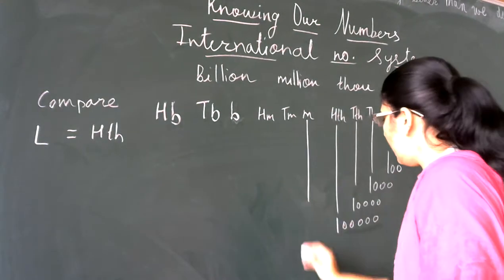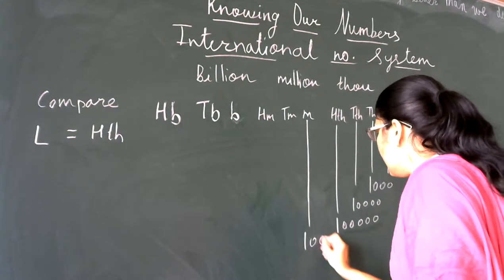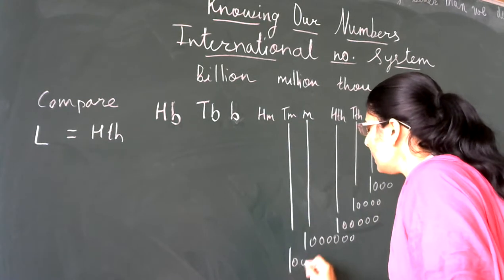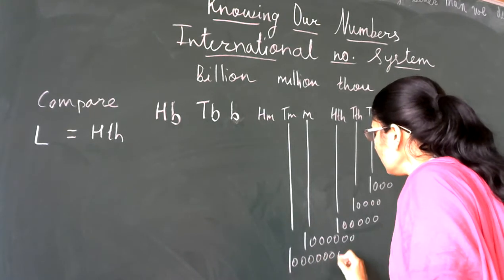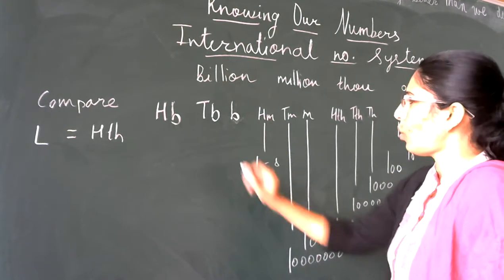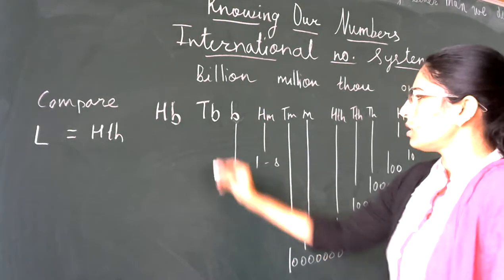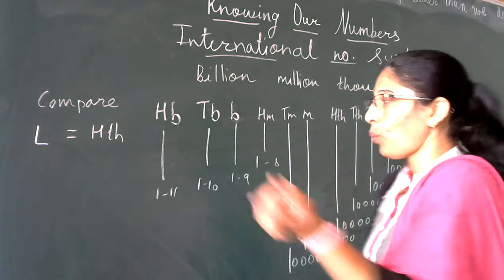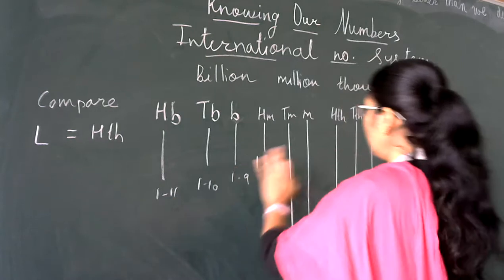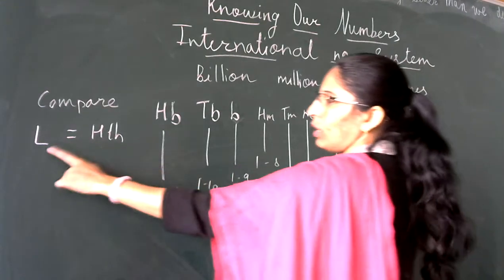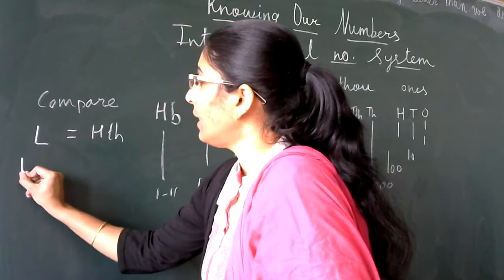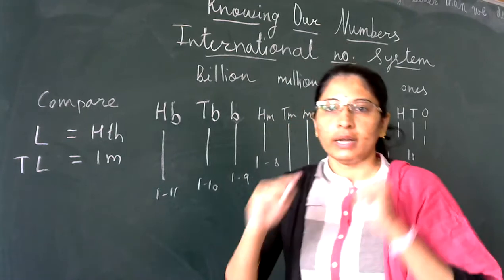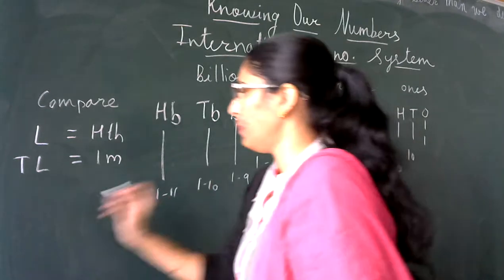Now in million we are having 1 and 6 zeros. In 1,000,000, in 10,000,000, 1 and 7 zeros. Like that here 1 and 8 zeros, 1 and 9 zeros, here 1 and 10 zeros, here 1 and 11 zeros. So when we compare Indian and international here, 100,000 is equal to 1 lakh. Then 10 lakh is equal to 1 million.